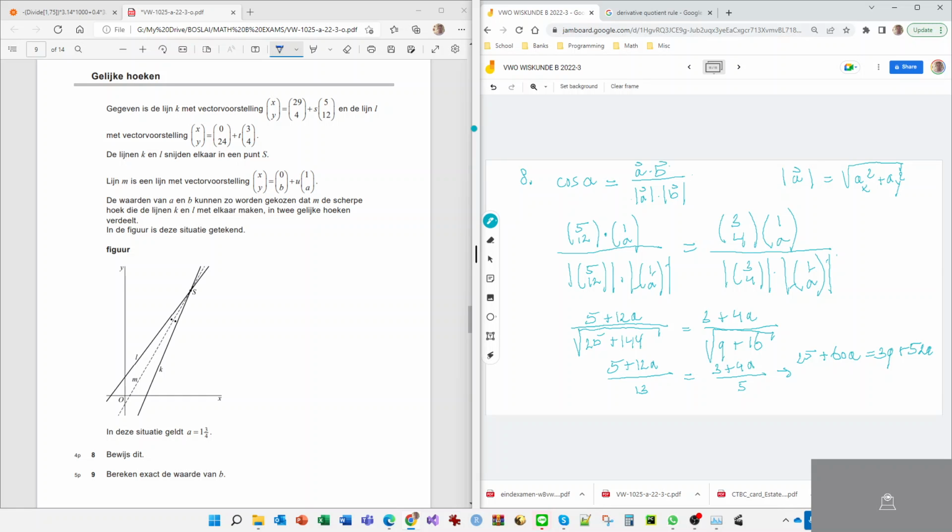These things are always super error prone. Bring the a to one side, so you get 8a equals 39 minus 25, this is 14, so a is 14 divided by 8, simplify, is 7 divided by 4, which is basically what is being asked.